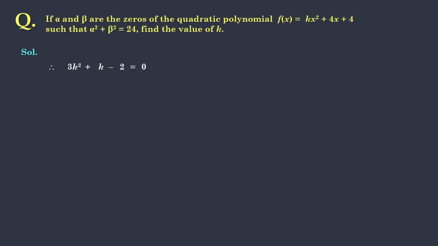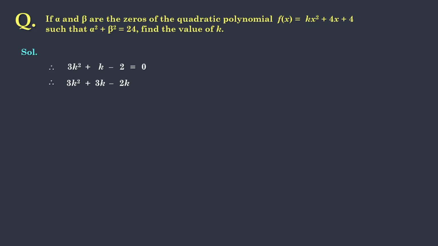Now let us understand how the quadratic equation is solved using the middle term splitting method. We obtained the equation 3k squared plus k minus 2 equals 0. In the middle term splitting method, our goal is to split the middle term into two numbers whose product equals the product of the first and last terms, and whose sum equals the middle term. First, multiply the coefficient of k square and the constant term.